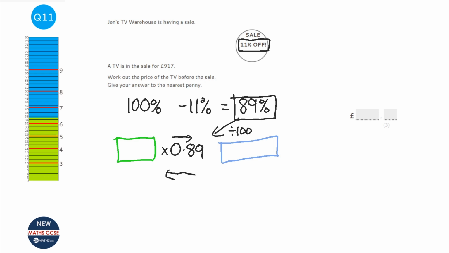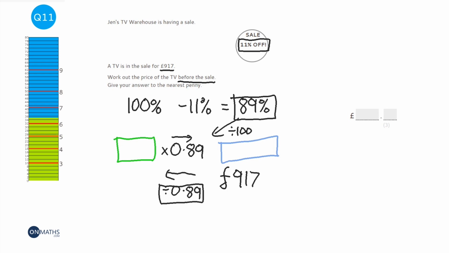If you have a look at the question, it says the sale price is 917, work out the price of the TV before the sale. So the end price is 917. So instead of timesing it by 0.89, when we're working the other way, we divide it by 0.89. I show it this way round because I like to have it in the middle, but we've got to do 917 divided by 0.89. Don't do 0.89 divided by 917, otherwise it won't make sense.